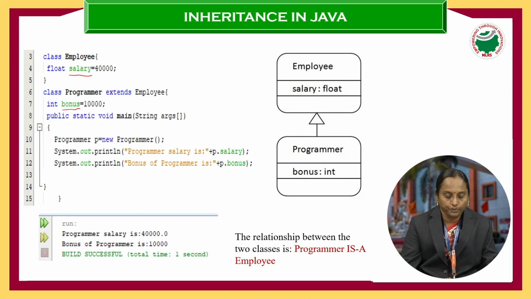After execution of this program, we get the salary value and the bonus value. Inheritance is the is-a relationship. Here the Programmer is an Employee. The relationship between the two classes is: Programmer is an Employee.